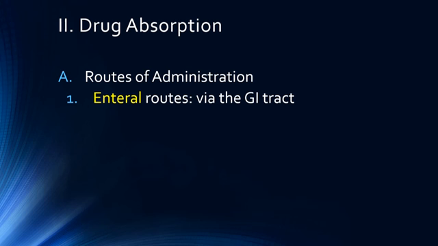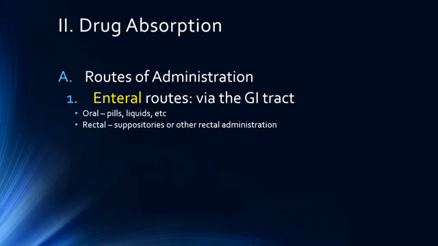Enteral routes are those that are administered via the GI tract. So these include oral administration, so pills, liquids that are drunk, that sort of thing. Rectal administration, so these would be suppositories or other types of rectal administration. People do very strange things like liquor enemas, and so that would be a rectal administration of alcohol. Now, it's an incredibly dangerous thing to do, and we'll talk a bit about that when we get to alcohol, but it's certainly a way in which alcohol can be administered.